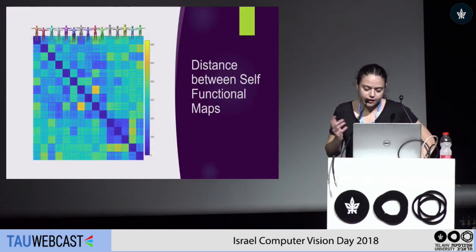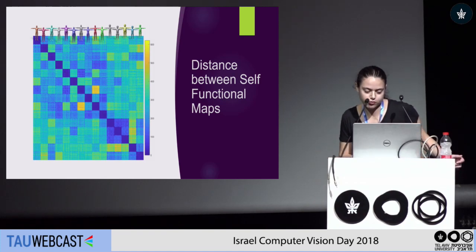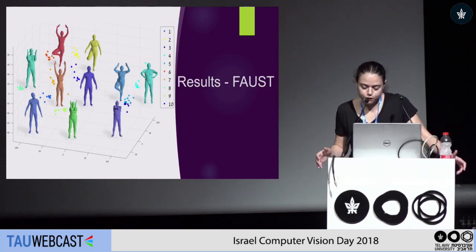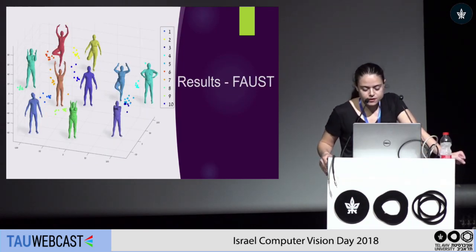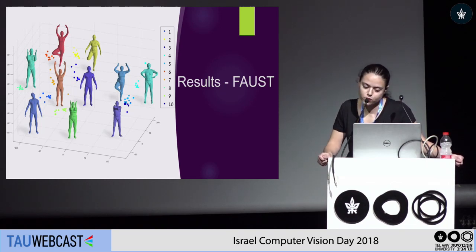And we can take a data set and calculate all the inter-distances between the shapes. And this results in a block diagonal matrix, which means that it leads to the formation of clusters. And for example, here we take FAUST, a data set of human scans, and we can see here clusters where each cluster corresponds to a different human identity, and within each cluster, the points correspond to different poses of each identity.